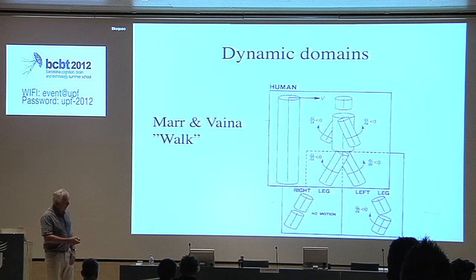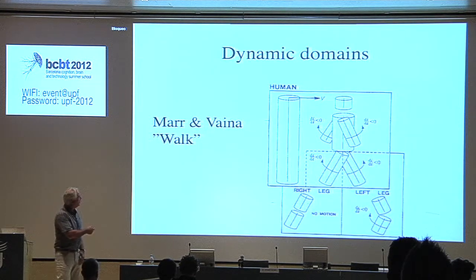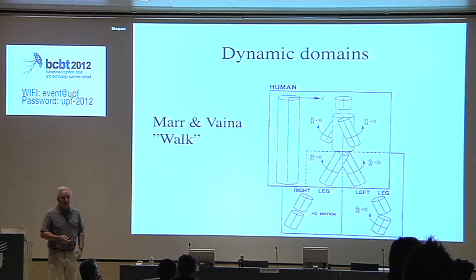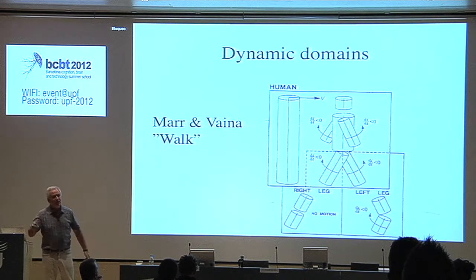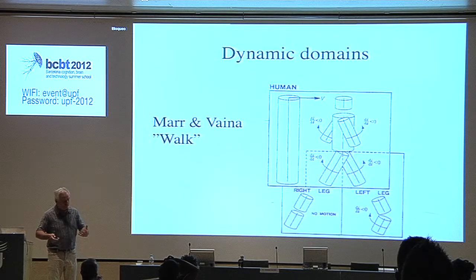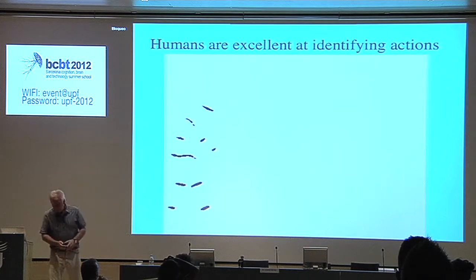So, as I said, it was Marr and Vaina who started to analyze walking. They used differential inequalities like this, as a first approximation of how we represent walking. There is this pattern of movements of the parts, and you can break it down into finer parts and so on. Let me show you.